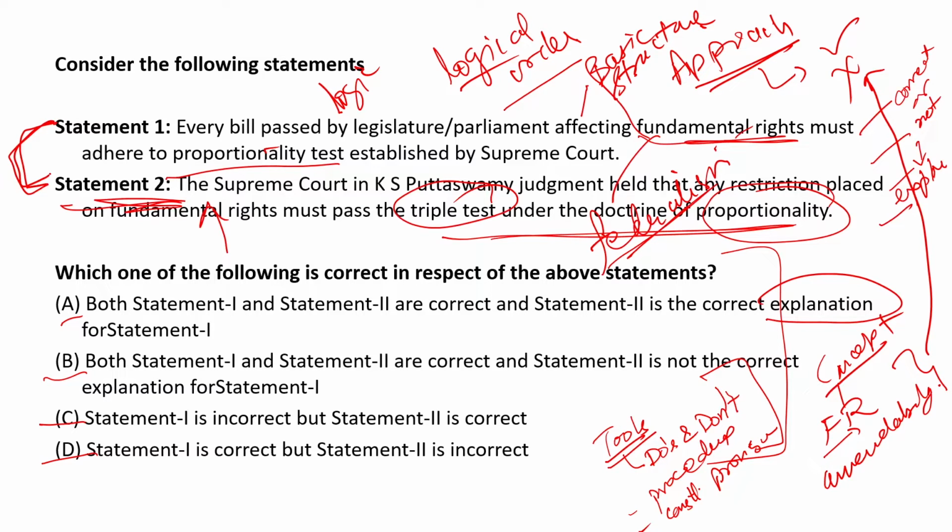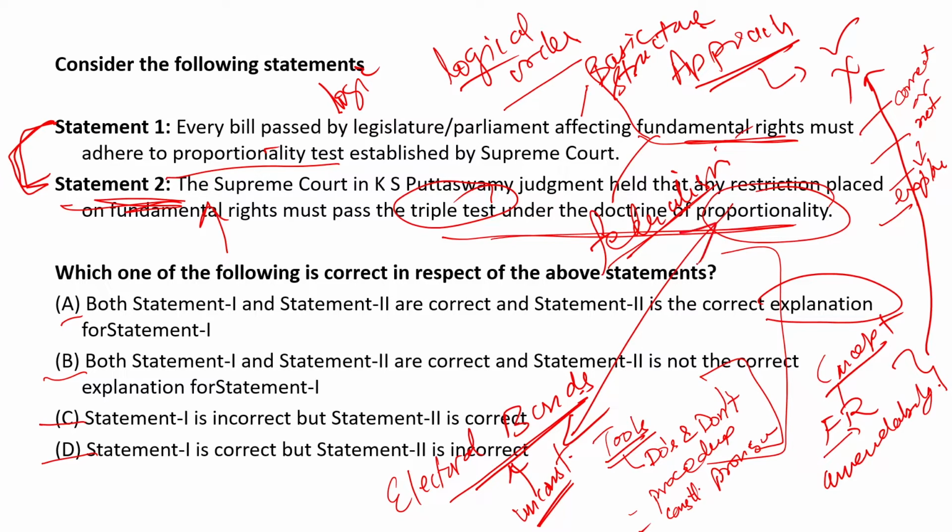Recently, if you look at the electoral bonds, the Supreme Court described these bonds as unconstitutional based on this very proportionality test, and hence this question has been formed. Therefore, the correct answer for us would be option A. Option A. Moving forward to the next question.